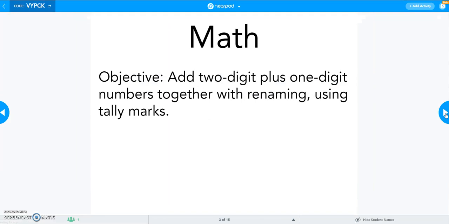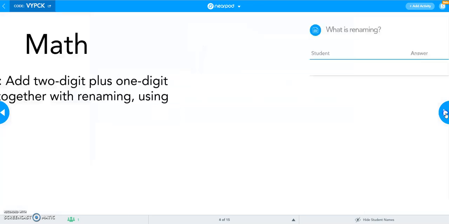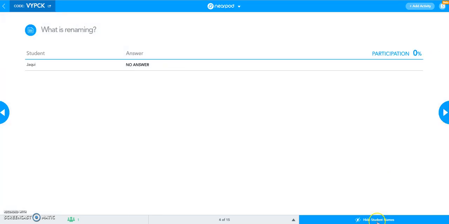So like I said, this is Math Lesson 2, and our objective is to add 2-digit plus 1-digit numbers together with renaming using tally marks. I'm going to hide student names. And this is my first open-ended question, so my student is going to answer, what is renaming?